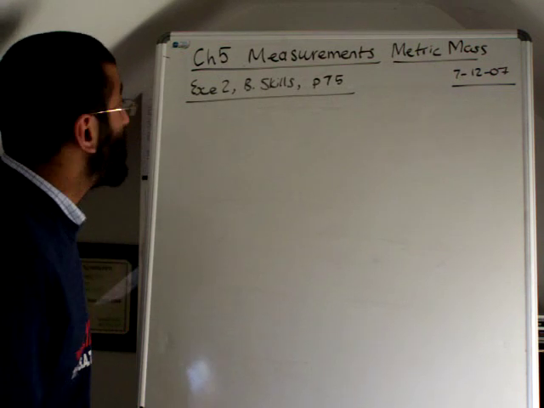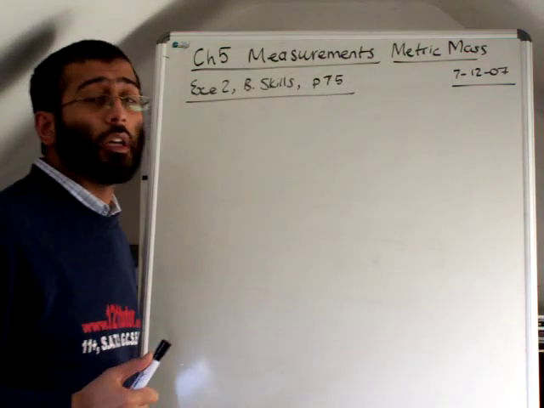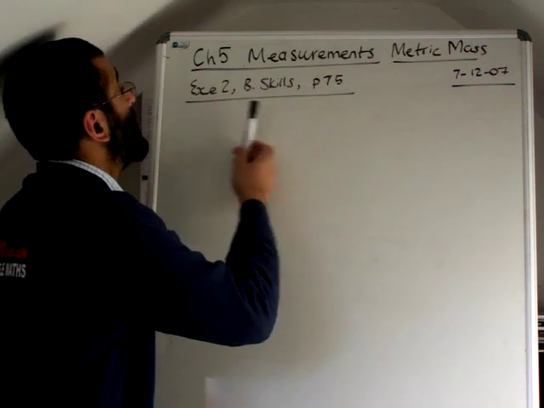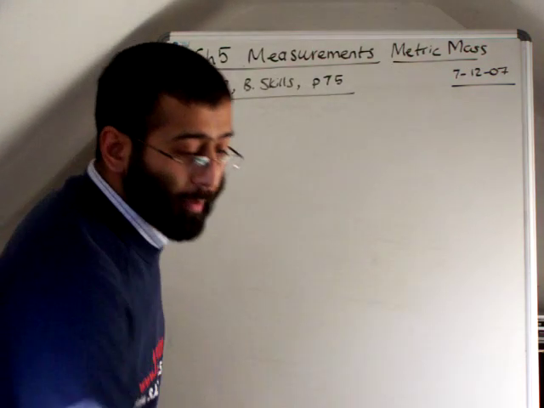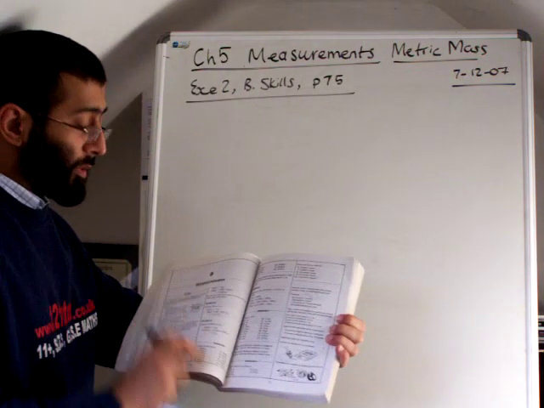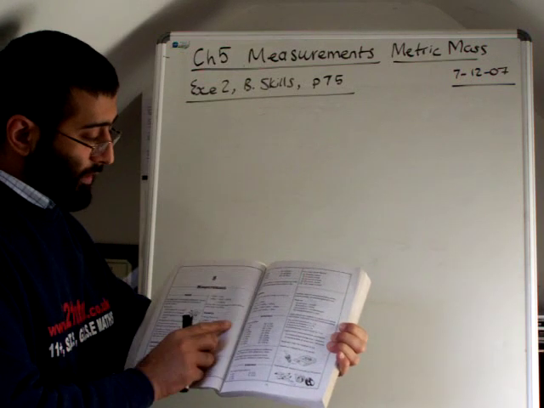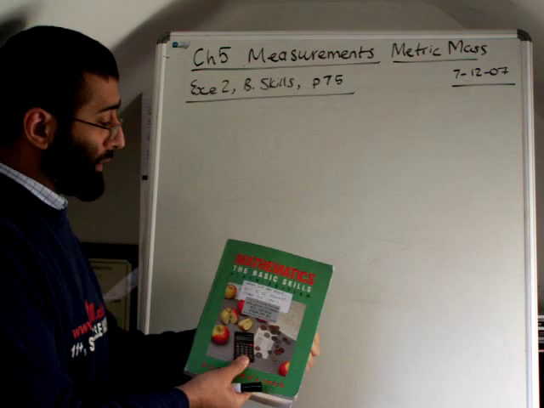Okay, today's lesson is going to be on chapter 5, measurements, and we're going to be looking at metric mass, exercise 2, basic skills, page 75. So chapter 5, measurements, we're going to be looking at exercise 2 over here, and that's from the mathematics basic skills.